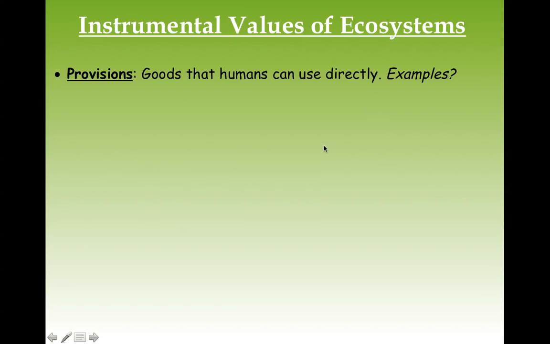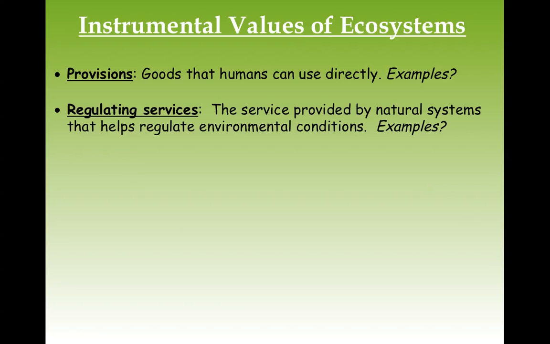Your book actually distinguishes the ecosystem services and categorizes them into different types. Provisions are goods that humans can use directly, whether it's timber or food, things that we actually consume that nature produces for us. Regulating services are basically anything that the environment does to regulate its own conditions. Examples would be climate control, maintaining the right gases in our atmosphere, temperature, that sort of thing.